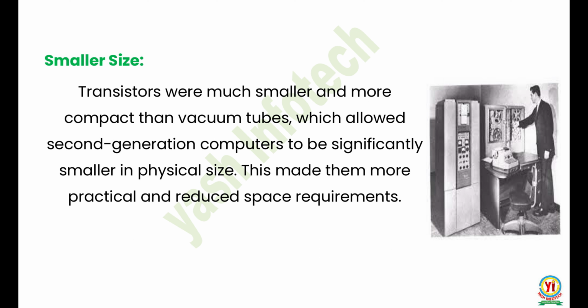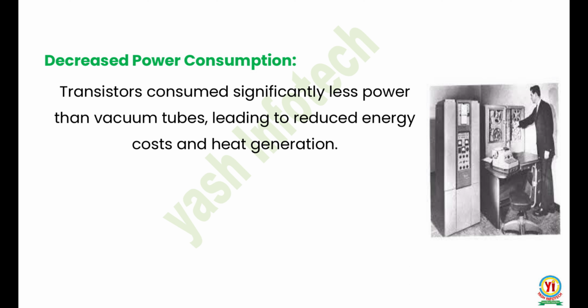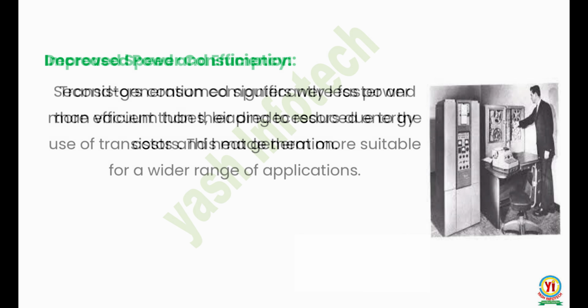Smaller size. Transistors were much smaller and more compact than vacuum tubes, which allowed second-generation computers to be significantly smaller in physical size. This made them more practical and reduced space requirements. Decreased power consumption. Transistors consumed significantly less power than vacuum tubes, leading to reduced energy costs and heat generation.